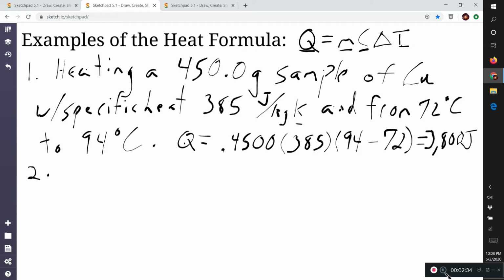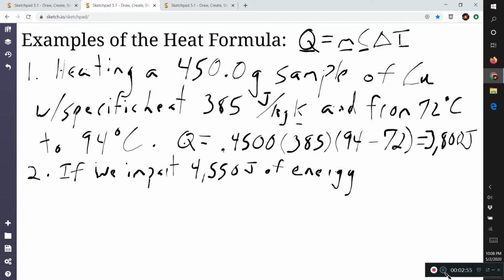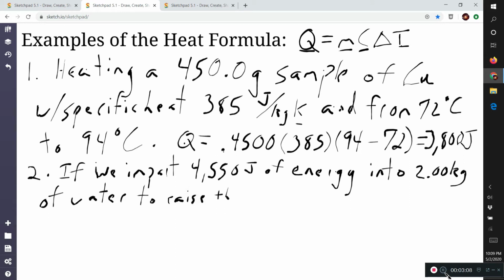All right. So another one we could do is if we impart 4,550 joules of energy into 2.00 kilograms of water to raise the temperature from 10.0 degrees Celsius, what is our final temp?